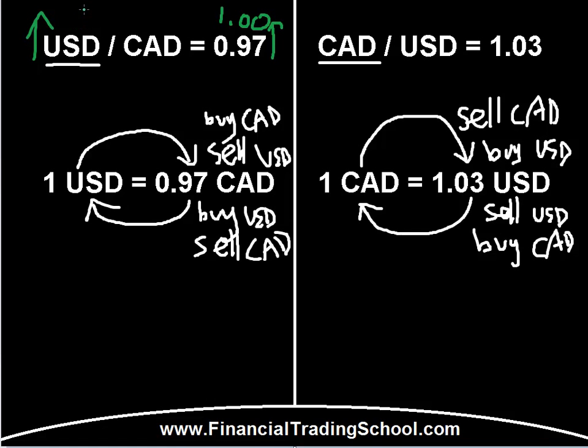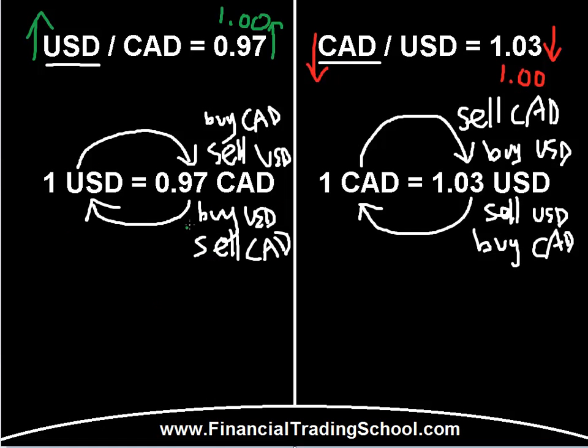That means the US dollar strength went up. Conversely, on the other side, if the Canadian USD went from 1.03 down to 1.00, that means the Canadian dollar went down in strength, or decreased in strength. That's how you determine these things. So depending on how the price is quoted, you just have to watch out for how the forex pair is going to be affected by it.